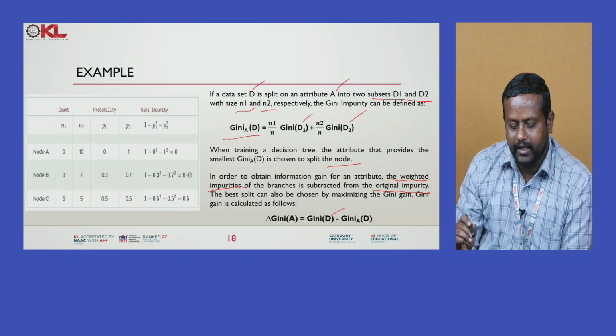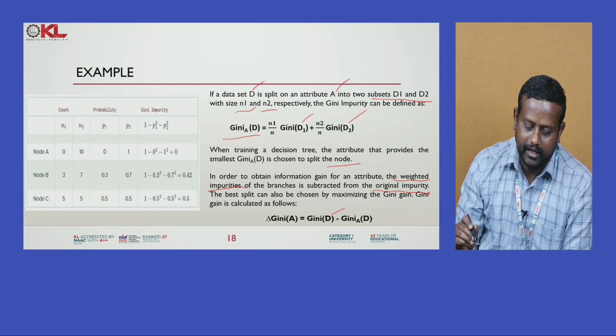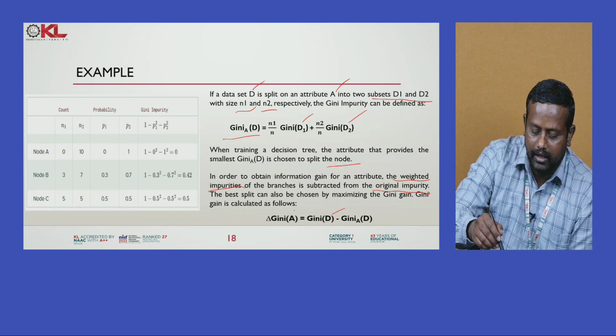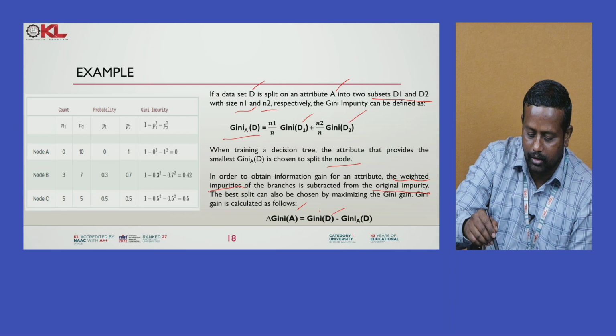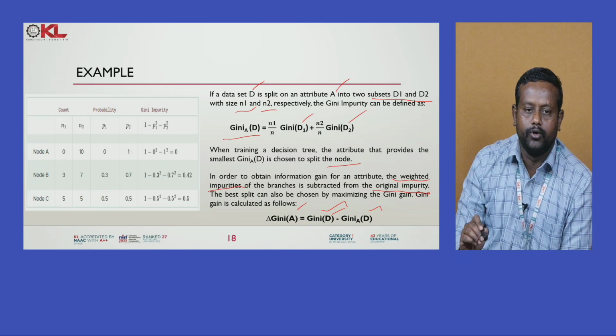The best split can also be chosen by maximizing the Gini gain. The Gini gain is calculated with the help of the formula: delta Gini_A equals Gini(D), the original Gini value, minus Gini_A(D), the weighted impurity value.